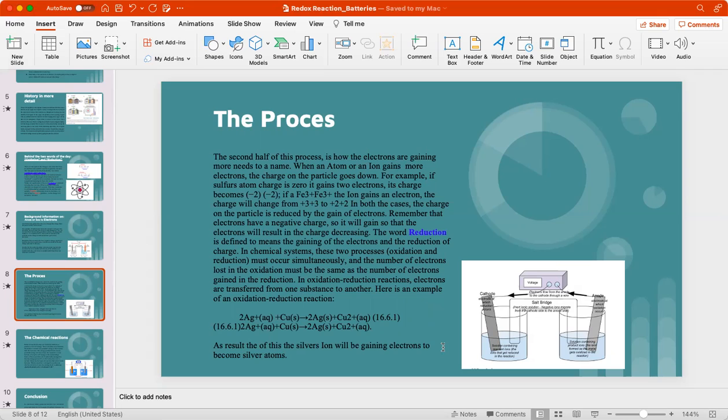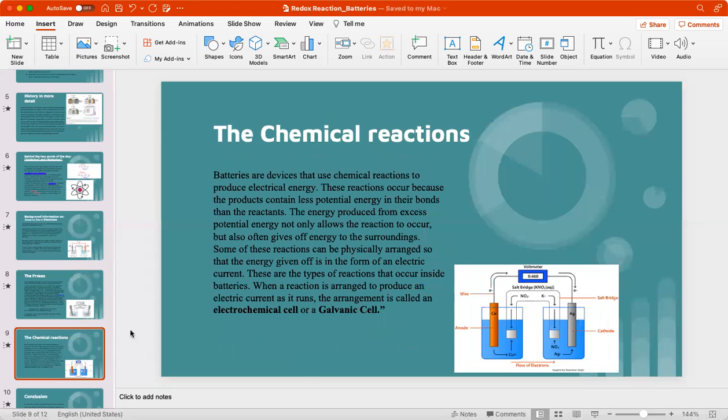In chemical terms, these two processes, oxidation and reduction, must occur simultaneously. The number of electrons lost in the oxidation must be the same as the number of electrons gained in the reduction. In oxidation-reduction reactions, electrons are transferred from one substance to another. Below there is an example right here. You can take a look.